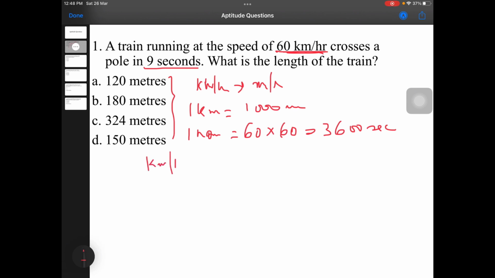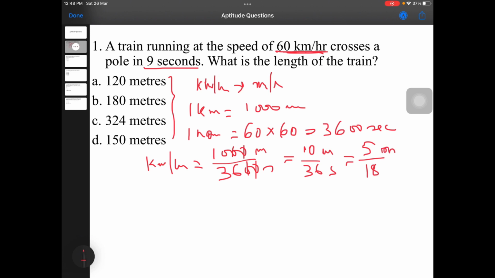So 1 kilometer per hour is equal to 1000 by 3600 meter per second. Here we cancel the zeros, 10 by 36 meter per second. Then we can divide this by 2, then it will come 5 by 18 meter per second. Up to here I hope you understand.